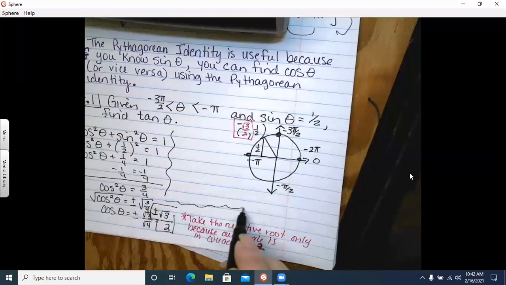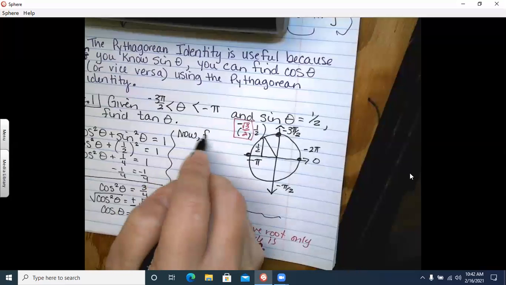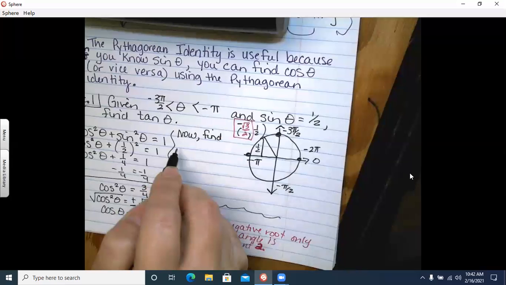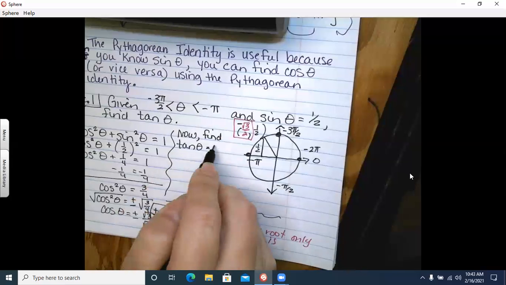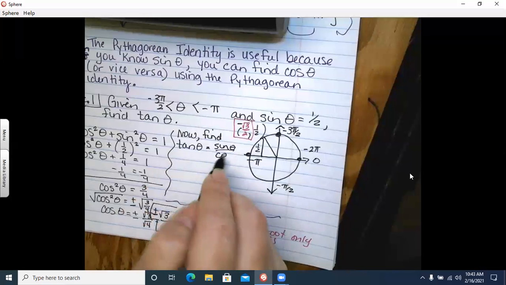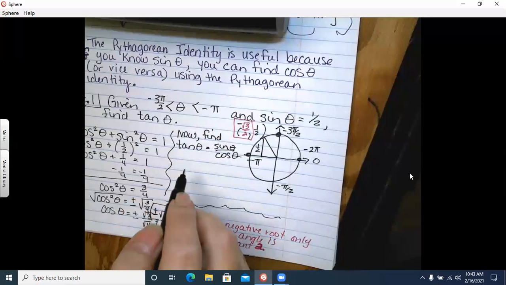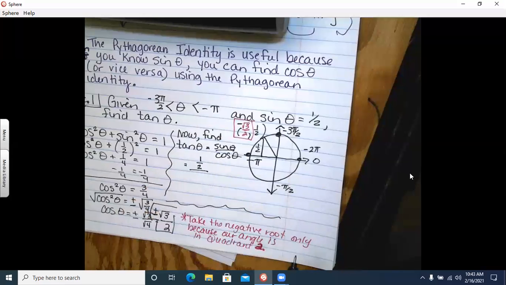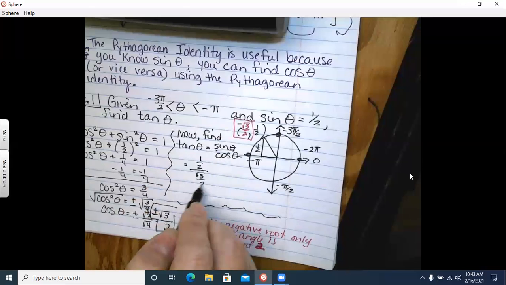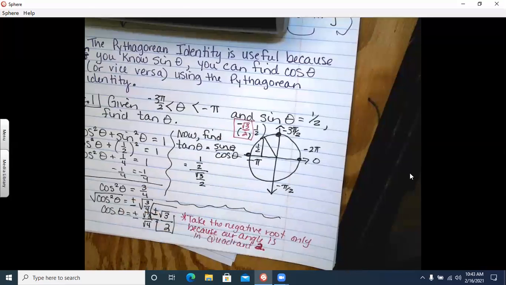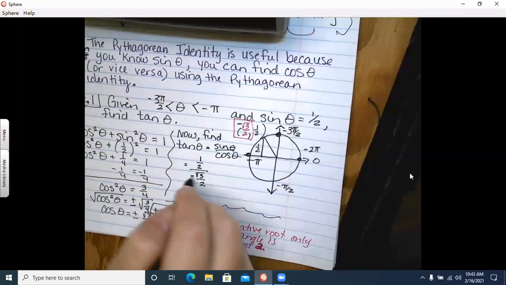So now find tangent of theta using sine of theta divided by cosine of theta. So sine of theta was 1/2 divided by cosine of theta, which was negative square root of 3 over 2. We have a complex fraction here. We know how to simplify it. What would I do? It is, good gracious, negative square root of 3 over 2. Thank you, because that would make a difference in my answer, of course.